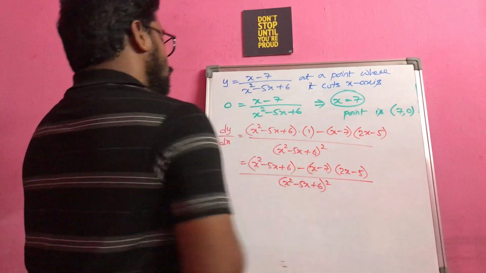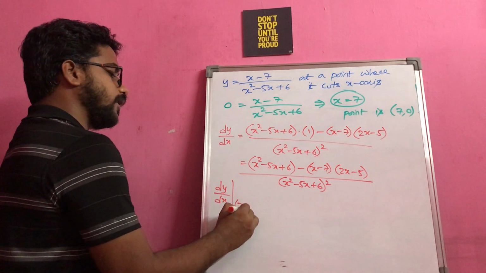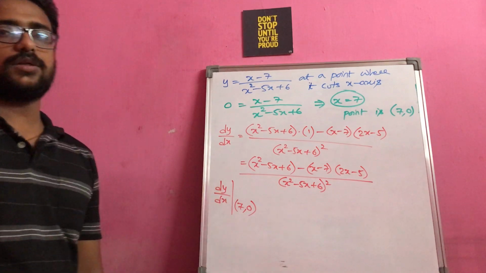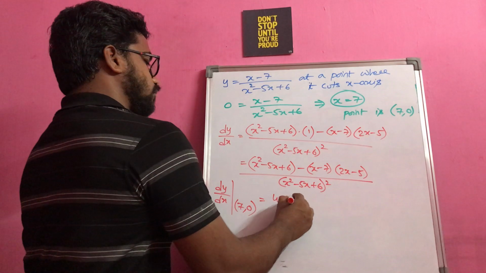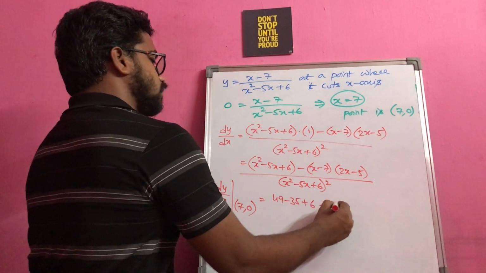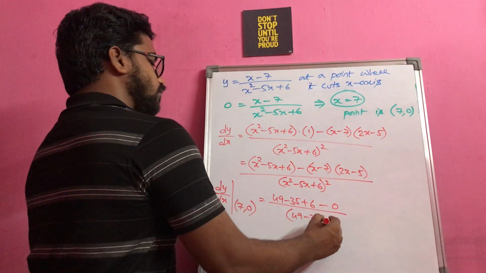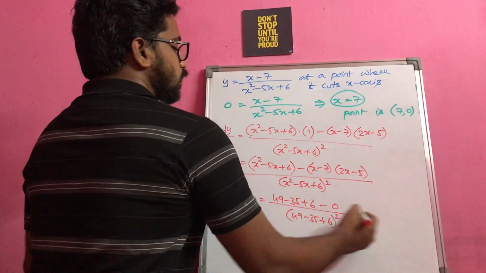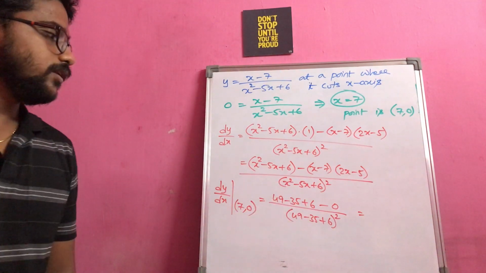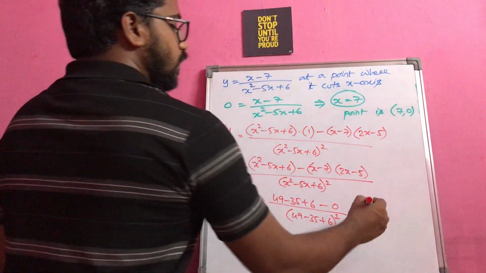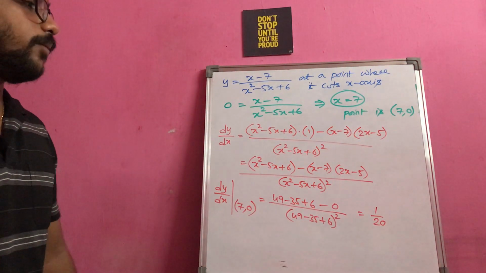But you need to find the value of dy by dx at a particular point, and that particular point is (7, 0). Okay. So if I substitute 7 here, 7 square is 49, 7 fives are 35, and then plus 6. Second term will become 0, and the denominator is the same, 49 minus 35 plus 6 whole square. 49 minus 35 means 14. 14 plus 6 is 20. So I will be getting 1 by 20 as the slope, because 20 by 20 square is 1 by 20.